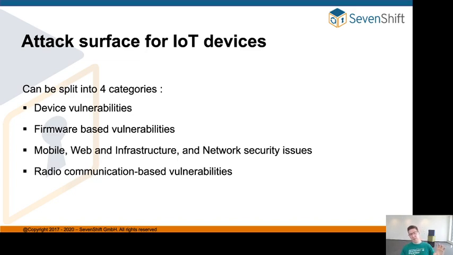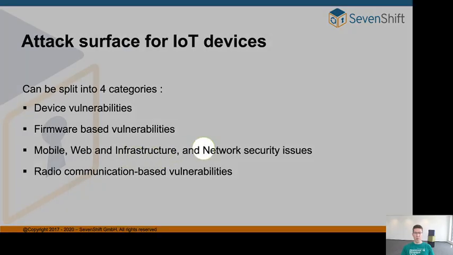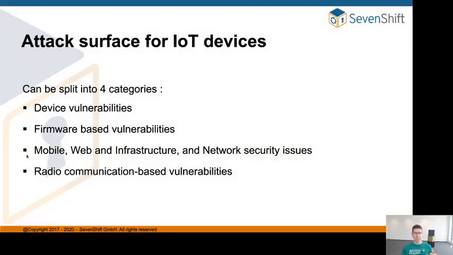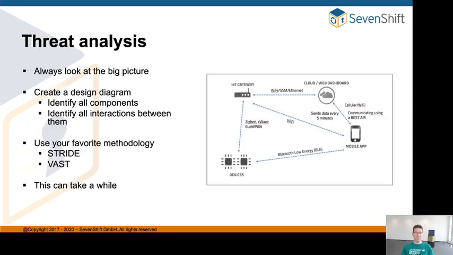Normally, you have vulnerabilities that are based on the firmware and the software that's running on these devices. Then you have mobile, web infrastructure, and networking security issues, which would be your classical IT security. And then you're going to have radio communication, because you're using different radio protocols in your devices.